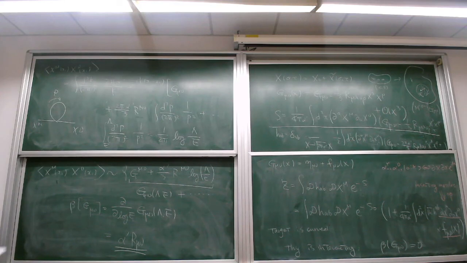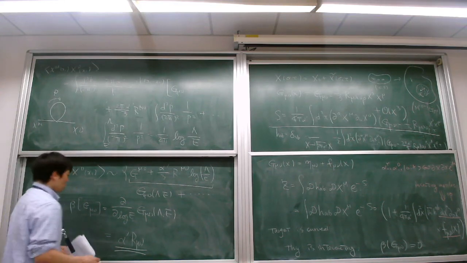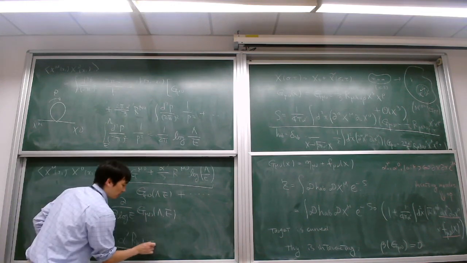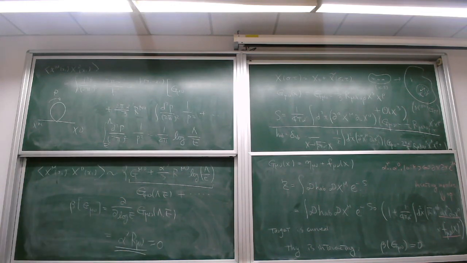Okay, unfortunately time is up, so I will recap next time. In order for the beta function to be zero, the target space has to be Ricci flat. In order for the theory to be free from Weyl anomaly, the R mu nu one loop beta function has to be zero. So this is called Ricci flat. The target space has to be Ricci flat in order for the theory to be well defined.